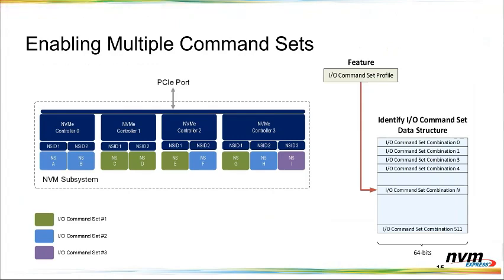To allow this restriction, we've created the Identify I/O command set data structure that contains multiple command set combinations. Each command set combination is a bit vector with a bit per command set, which allows you to select a subset of command sets that may be enabled by a controller at a point in time. This restricts the interleaving of command sets associated with different commands set by the controller. Using the I/O command set profile feature, the host selects the command set combination that it wants to enable on a controller. This allows you to control implementation complexity.